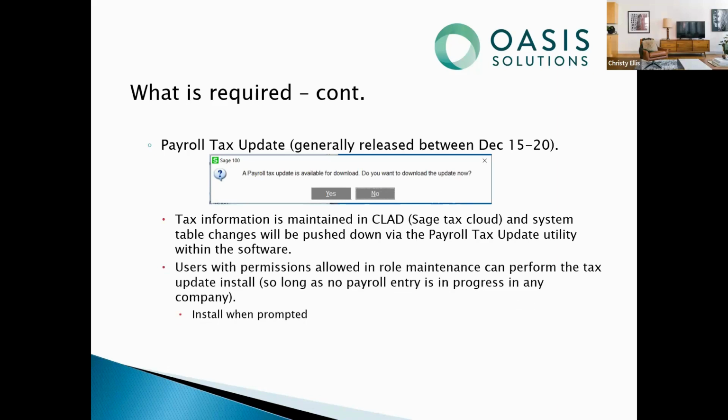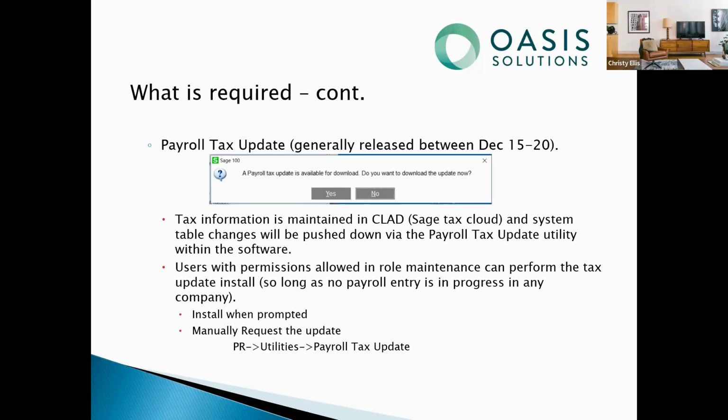In order to do that, you do have to have role permissions in Sage 100 for that to install. But as long as you have that proper permission, and as long as there's no payroll entry in progress in any company, because remember, this is a global update for your Sage. So no payroll being processed in any company, you should go ahead and install it when prompted.